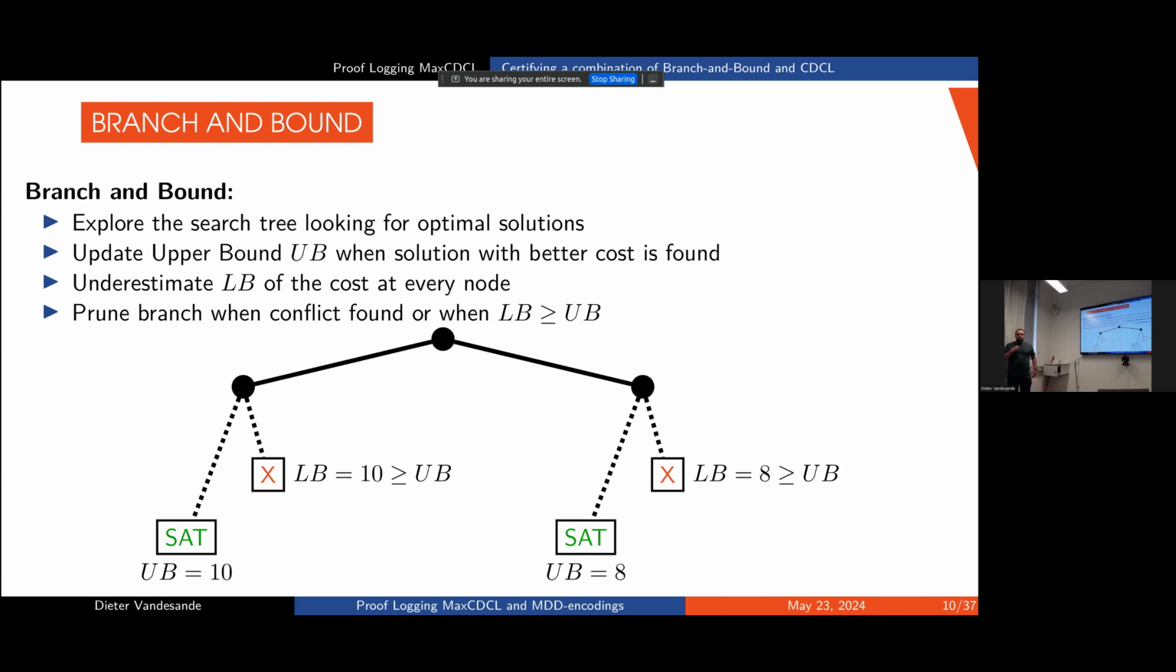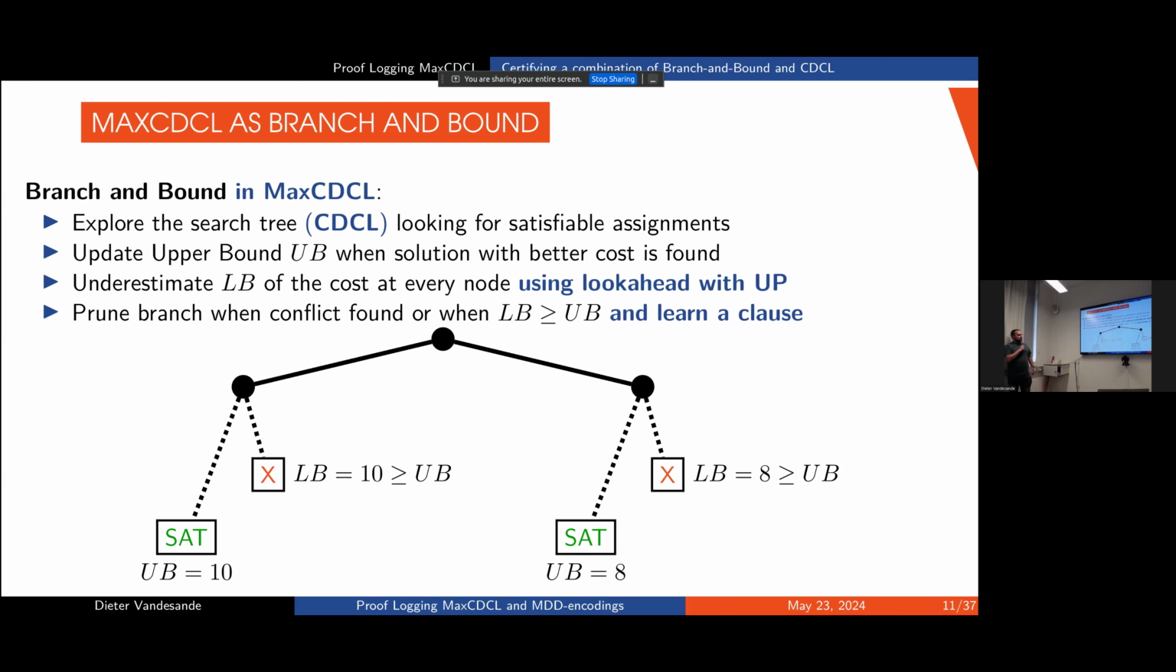So what does MaxCDCL do? It creates a search tree, and in every node, it actually tries to find a better underestimate of the lower bound of the current partial assignment. And it does that by using some look ahead with unit propagation, which I will explain in a few seconds. And also interestingly, whenever it needs to backtrack because it finds no better solution will be found in this part of the search tree, it learns a clause just as CDCL solvers do.